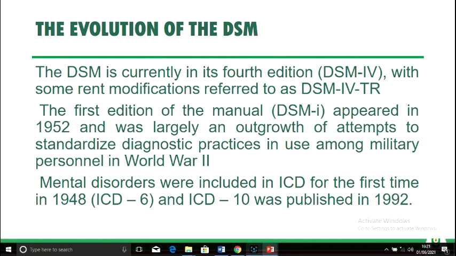The evolution of the DSM. The DSM is currently in its 4th edition with some recent modification referred to as DSM-4 TR. TR in front there is text revision. The first edition of the manual, that is DSM-1, appeared in 1952 and was largely an outgrowth of attempts to standardize diagnostic practices in use among military personnel in World War II.